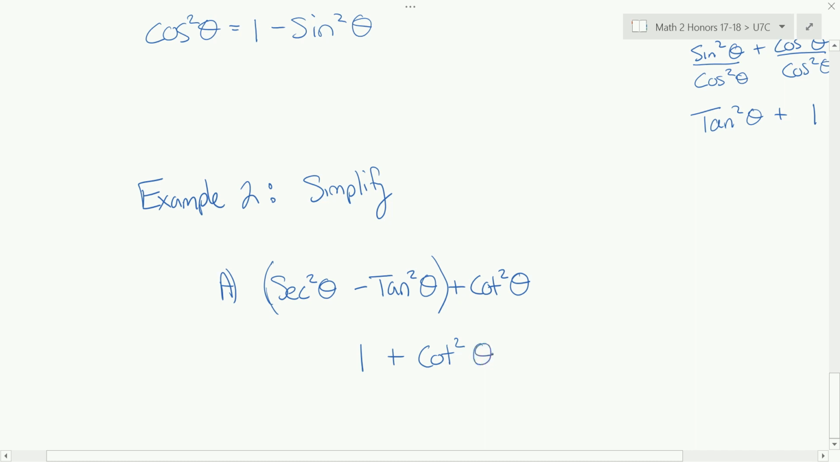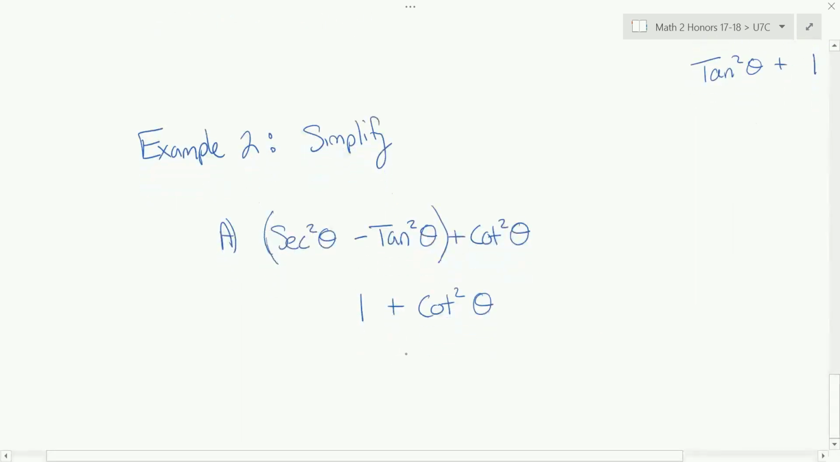Which is a nice simplification there, right? And then we still have a squared, and we still have a plus sign in two terms. So is there another identity that might be helpful? Yeah. Equals what? Cosecant squared theta. So this whole piece here equals cosecant squared theta, and now we simplified it down by looking at the Pythagorean identities.